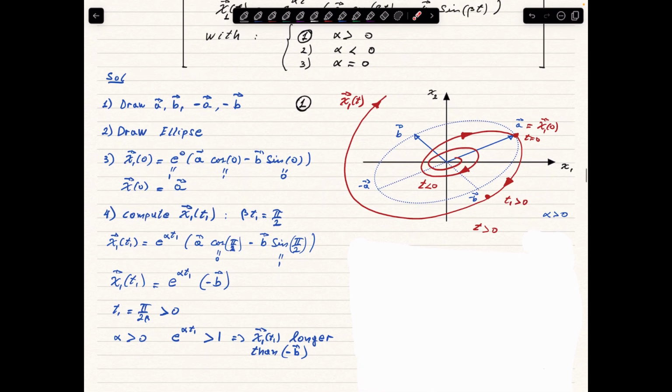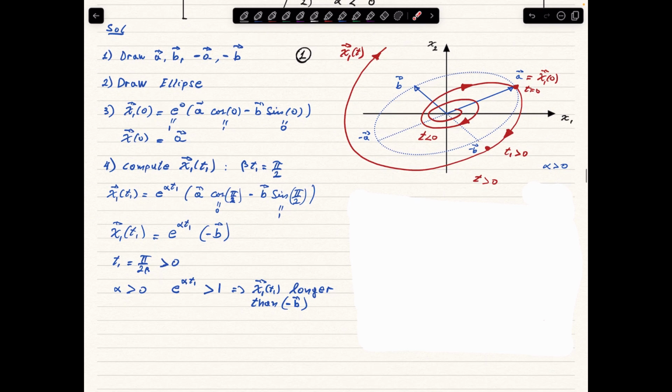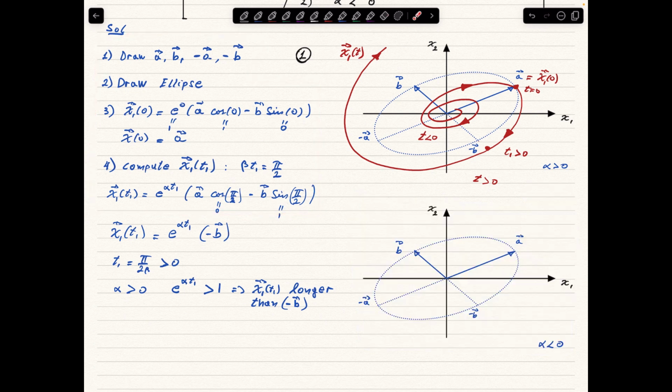What happens when alpha is negative? Well, all of this is going to be exactly the same up to here. So when alpha is negative, you need to draw a, b, negative a, negative b. Then you need to draw at t equals 0, and at t equals 0 we are again exactly in the same place. The solution is going to be x1 at 0.